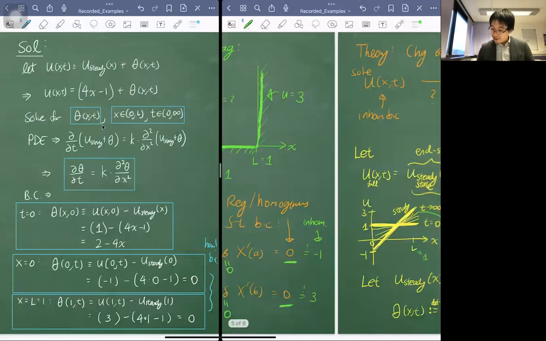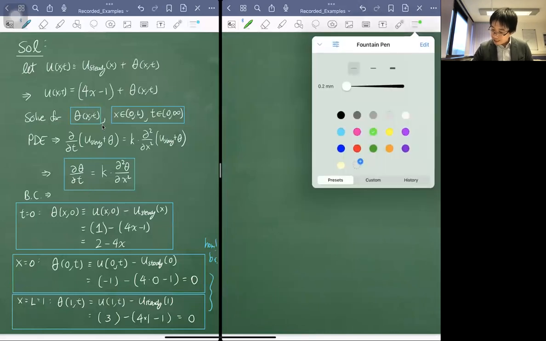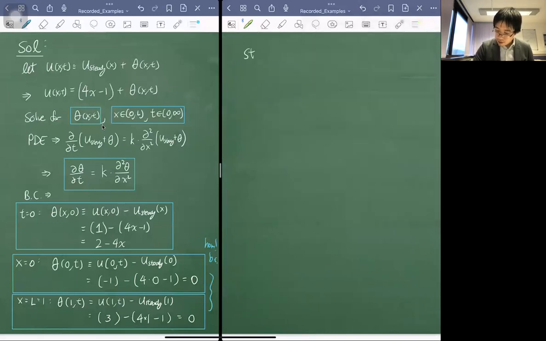So now you can proceed to solve. From here onwards, the strategy with which you continue with your solution is to first solve for theta with this PDE, these boundary conditions, and this domain, and then write it back as u, and then get u of x, t, because now you know. So that's the strategy.